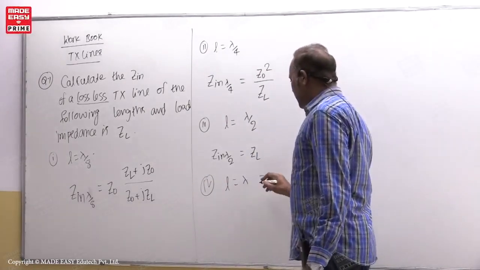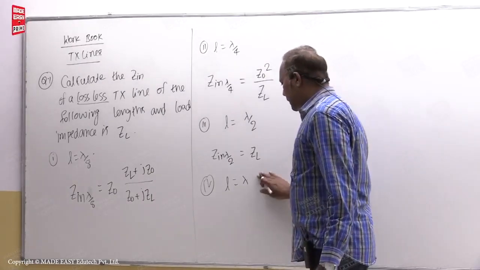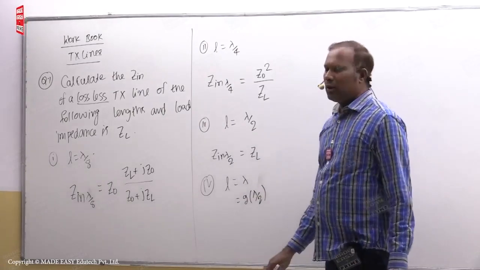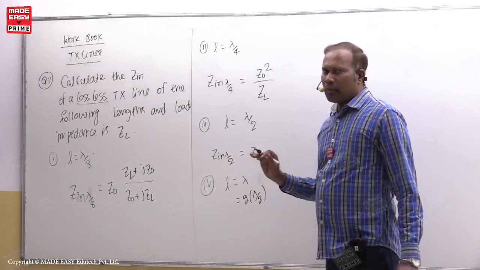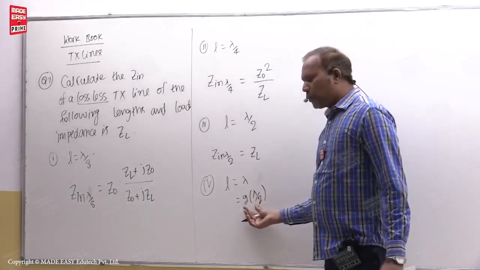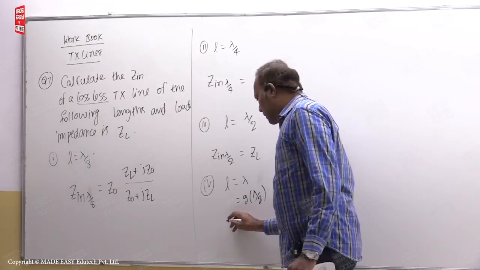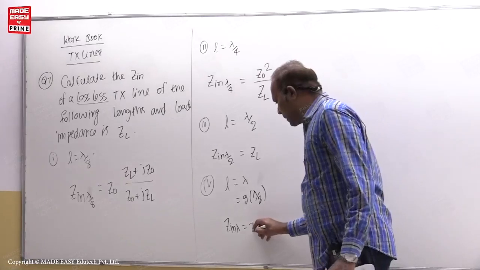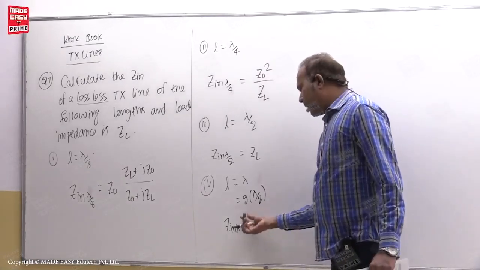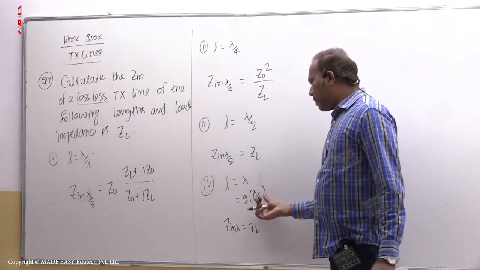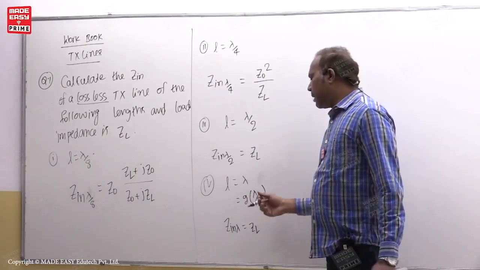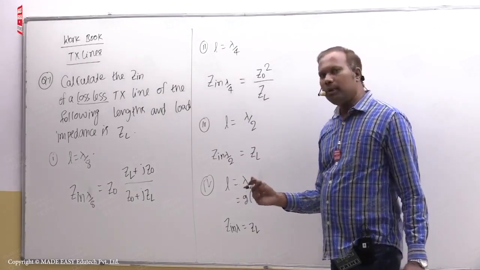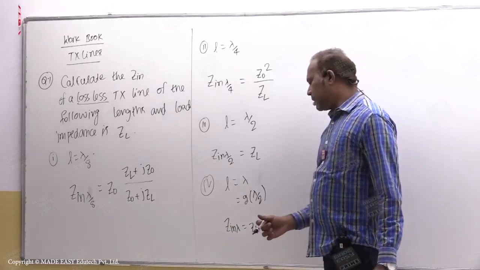So you know, students, you can write this lambda as 2 times lambda by 2. So it is an integer multiple of lambda by 2. For each lambda by 2, the load impedance is repeated. So ultimately, Zin of lambda is nothing but ZL only, because lambda is 2 times lambda by 2. The load impedance is ZL, and after lambda by 2, it is again ZL. After one more lambda by 2, the impedance is ZL only. So that is ZL, right?